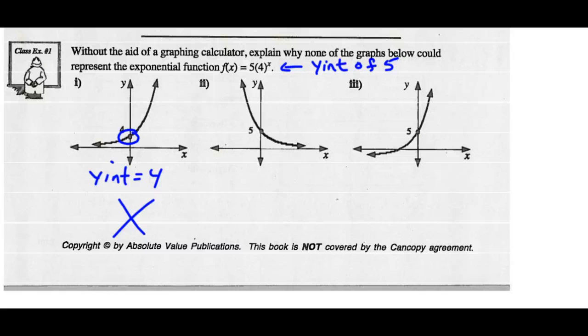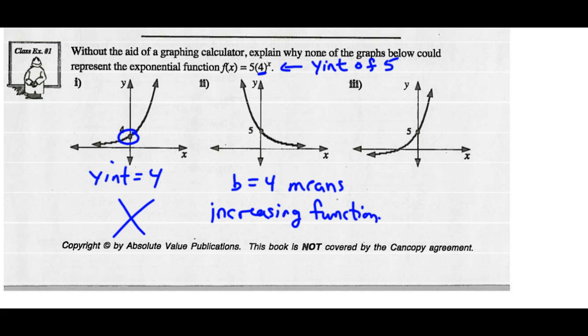Part 2 does have a y-intercept of 5, but our graph is an increasing function because b is 4. So b equals 4 means increasing function. And this graph is a graph of a decreasing function, so no good. And part 3, our function f of x equals 5 times 4 to the x has an asymptote of y equals 0, meaning it never crosses the x-axis. So that can't happen. So this graph is no good.